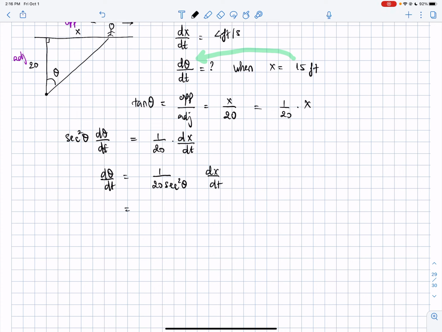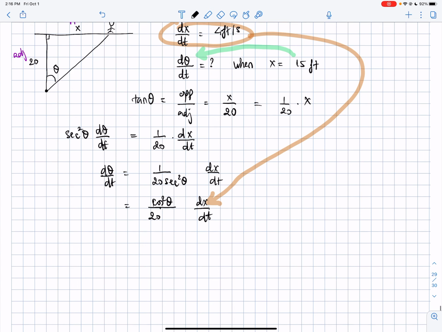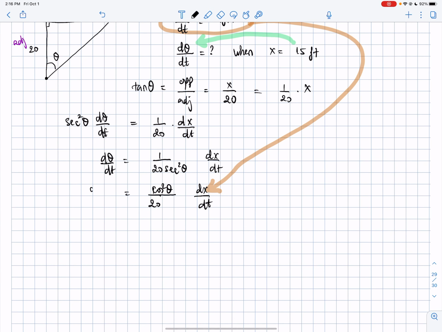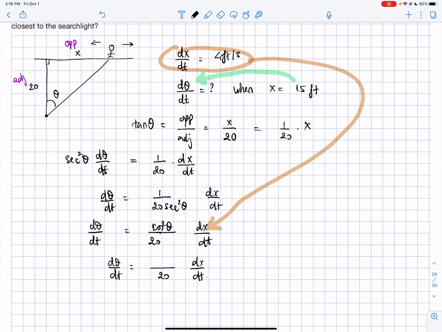And 1 over secant squared is cosine squared, so cosine squared theta over 20 times dx dt. We know dx dt is given to us in the problem, so that is 4 feet per second. We will plug that in here. So we do not know the angle theta, so we need to solve for it, right? We have 20 in the bottom, dx dt. Now we have to find angle theta, and now you can use x equal to 15.